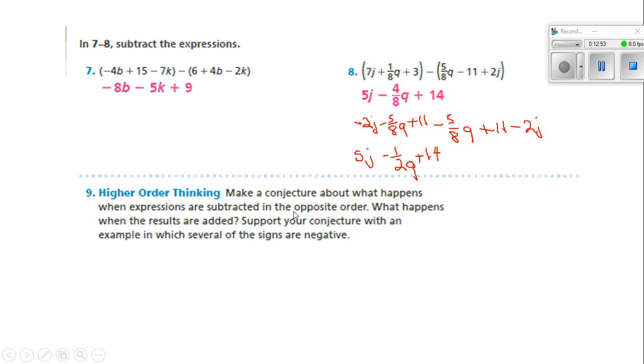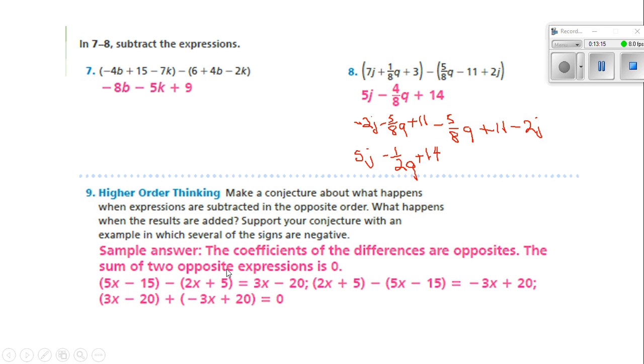All right, let's go to number 9 to finish this off. Higher order thinking. Make a conjecture about what happens when expressions are subtracted in their opposite order. What happens when the results are added? Support your conjecture with an example in which several of the signs are negative. Well, in this, they use the example, the coefficients of the differences are opposite, okay? The coefficients of the differences are opposite. The sum of the two opposite expressions is 0.